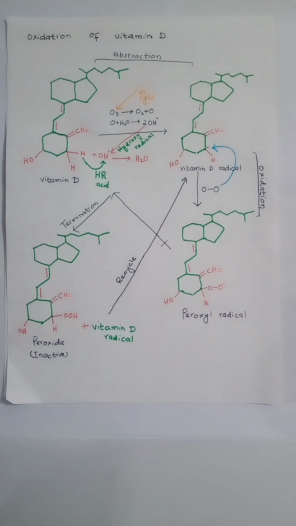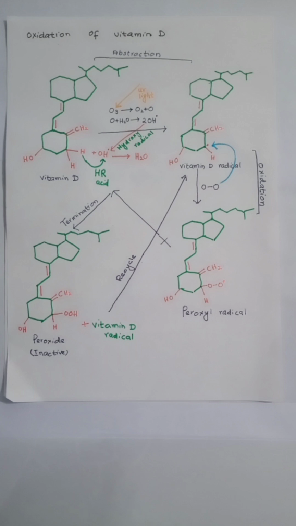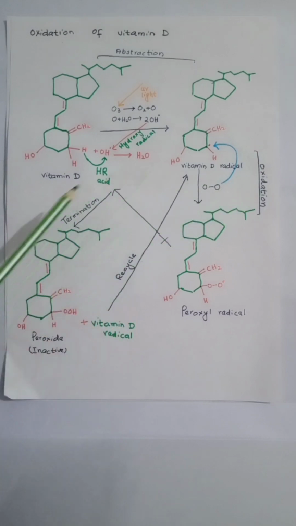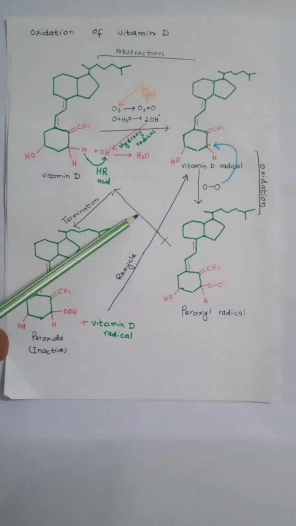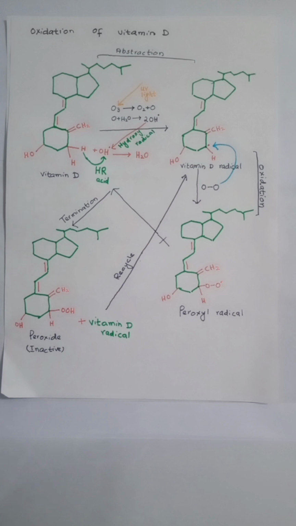Before understanding the mechanism of oxidation of butylated hydroxytoluene, we should understand the mechanism of lipid peroxidation. Oxidation of vitamin D includes three steps: abstraction, oxidation, and termination or recycle. Oxidation of lipids starts when hydroxy radicals, which are always present in air, attack the molecule of vitamin D.